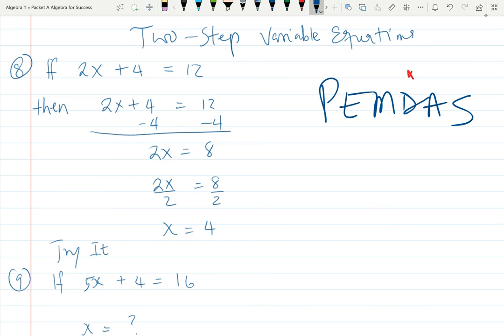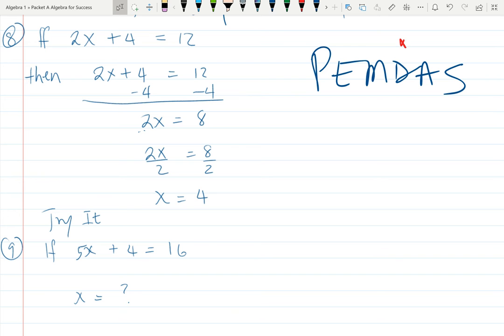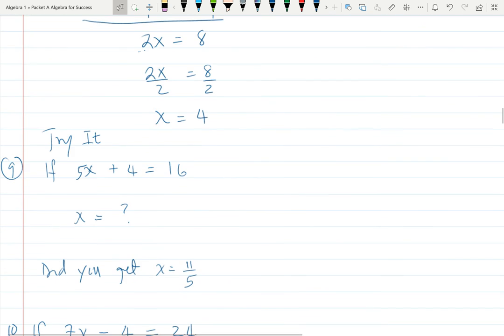After that, we work on the multiplication part. And how do we reverse multiplication? We reverse by dividing. All right, and then try it here.